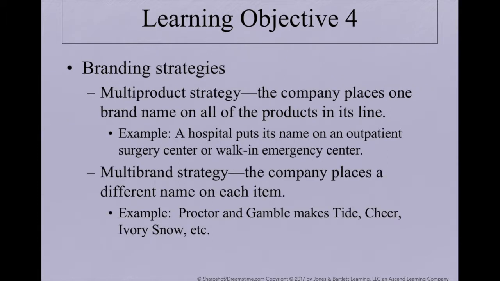Branding strategies, multi-product strategy: the company places one brand name on all the products in its line. Example, a hospital puts its name on the outpatient surgery center or walk-in emergency center. Multi-brand strategy: the company places a different name on each item. Example, Procter & Gamble makes Tide, Cheer, Ivory, Snow, etc.